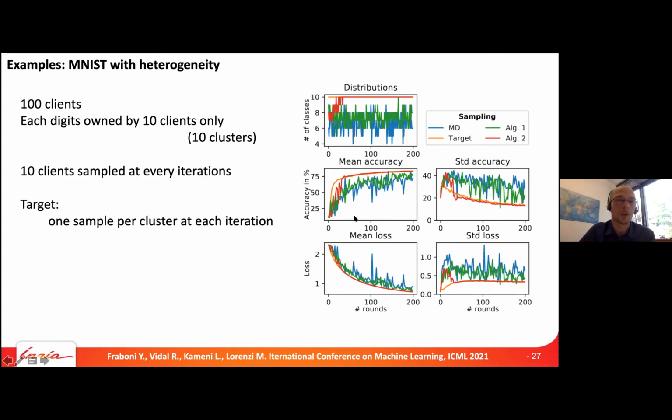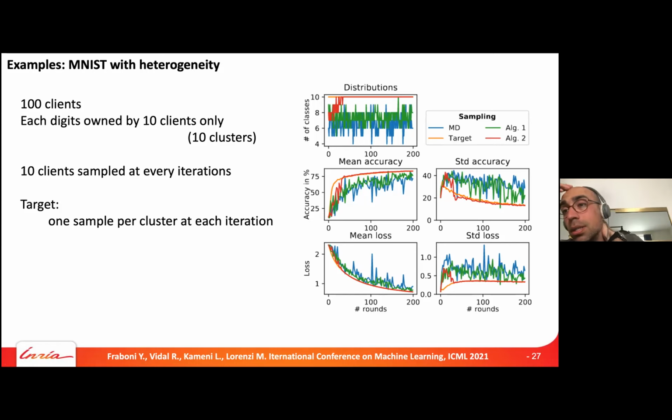Because we avoid all this, it's a demonstration also of our bounds that we identified the origin. So if you have the proper sampling scheme, indeed the variance and the representativity is improved. So this is an empirical demonstration of these two theoretical results that we showed before.